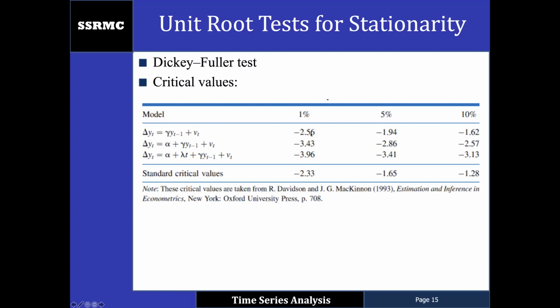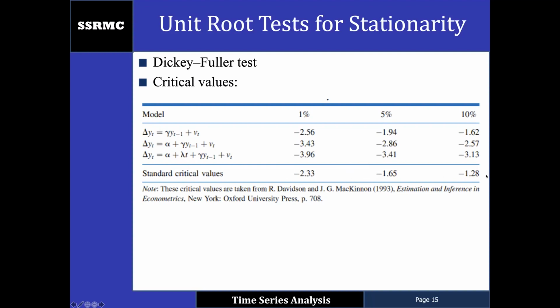You have critical values corresponding to the 1, 5, and 10%. Then, if you believe that there should be a trend, a drift, or an intercept term, you need to use the second equation to calculate the value of gamma, and the critical values will be different. And if you add a trend term into your test equation, that will change your critical value as well.